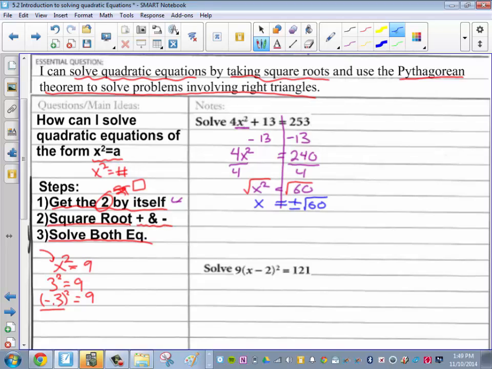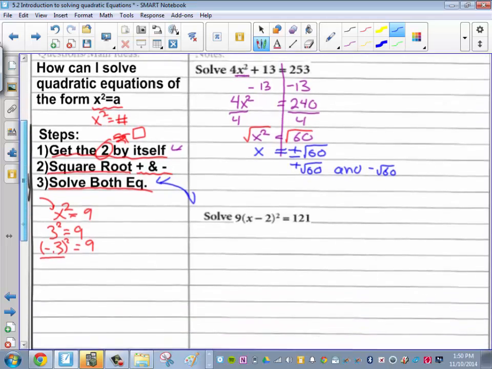Solve both equations. You don't really have to do any solving after this. I don't know why I have this third step. Maybe it will come up in a different part. But you got 2 solutions: positive square root of 60 and negative square root of 60 are your solutions to this equation. Oh, I know why we needed this. I'll show you. We'll need it for this one right here.